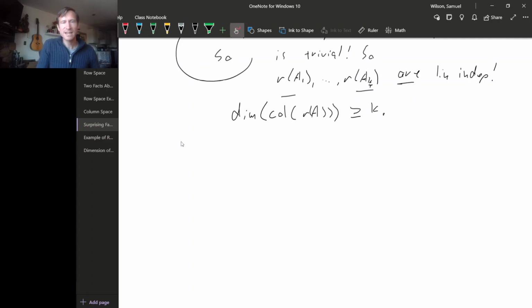So let's take a vector v in the column space we get after doing the row operation. Okay, we know that we can undo it. There's a row operation that undoes R, which I guess I'll call R inverse.